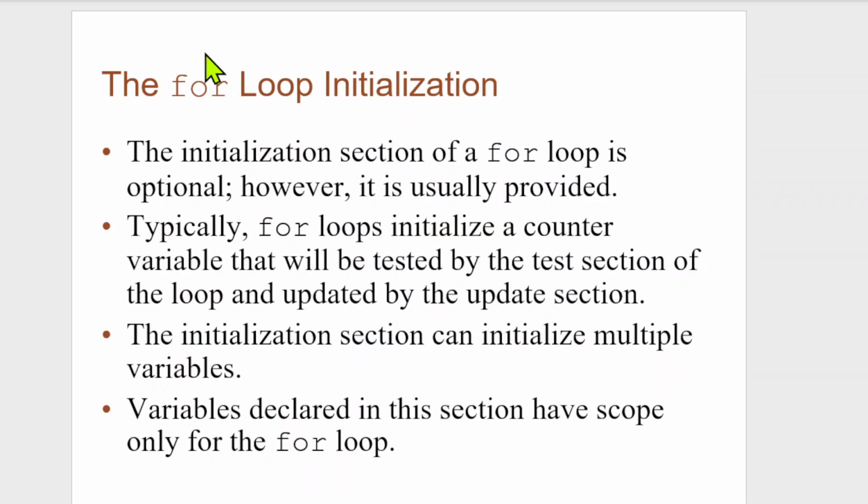The initialization section of the for loop is optional, however, it's usually provided. Typically, for loops initialize a counter variable that will be tested in the test section. The initialization section can initialize multiple variables. Variables declared in this section have a scope only in the for loop. Okay, and that means that if you declare the variable in the initialization section, it isn't there anymore.